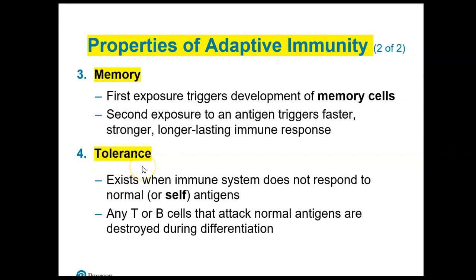And tolerance. Tolerance is very important. This prevents autoimmune disorders. This prevents your body from attacking its own cells. So tolerance exists when the immune system does not respond to normal or self-antigens. It doesn't respond to antigens present on your normal body cells and tissues.